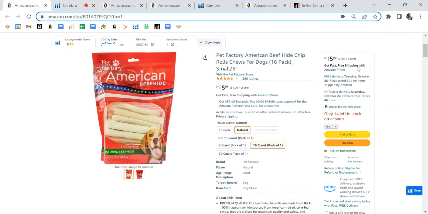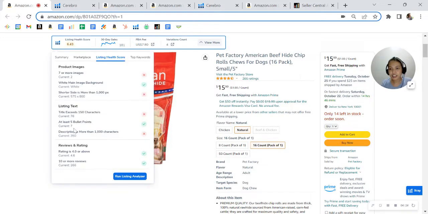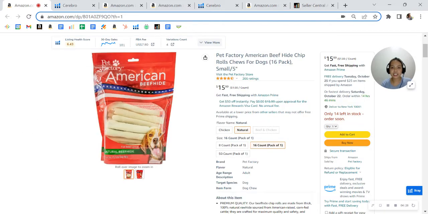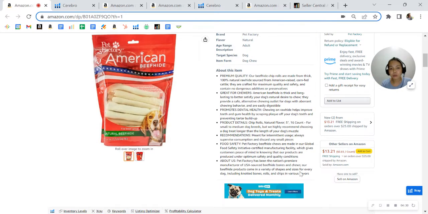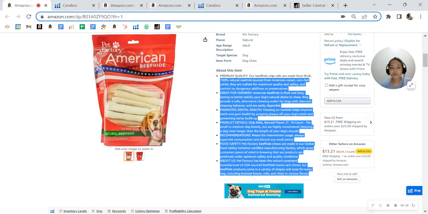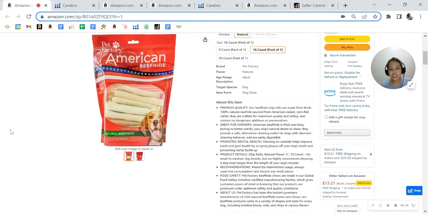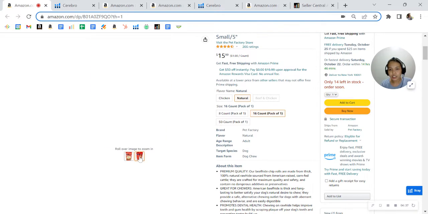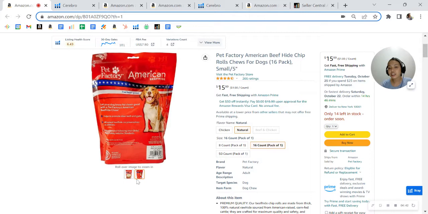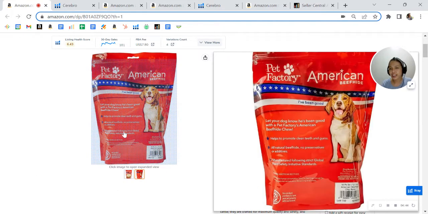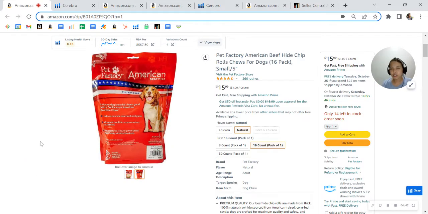Now let's go back to your listing and see what we can improve. So on your title here, I can see that you are currently using 76 characters. You can maximize up to 200 characters here. And for the bullet points, 250 characters on each bullet. And your images, you only have 2. You can maximize 6 images here and 1 video. So you can add lifestyle images, infographics. That way you can really build trust and connection to your audience.